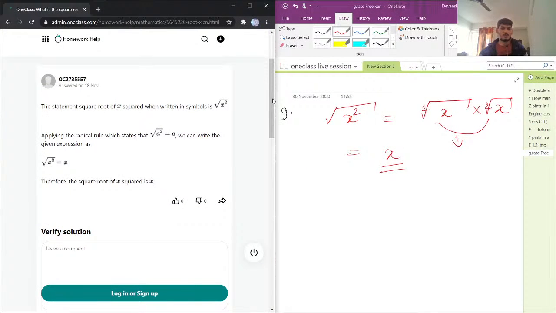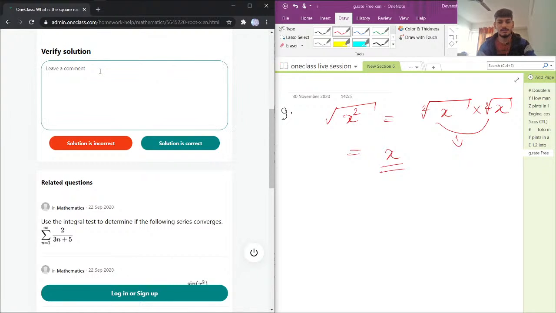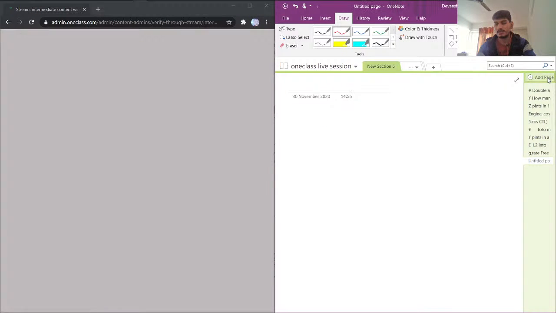The statement square root of x squared when written in symbols is under root of x squared. Applying the radical rule, which states that under root of a square equals to a, we can write the given expression as under root of x square, which is equals to x. So the solution is correct. Correct solution. Good work. Solution is correct. I'll go to next question.